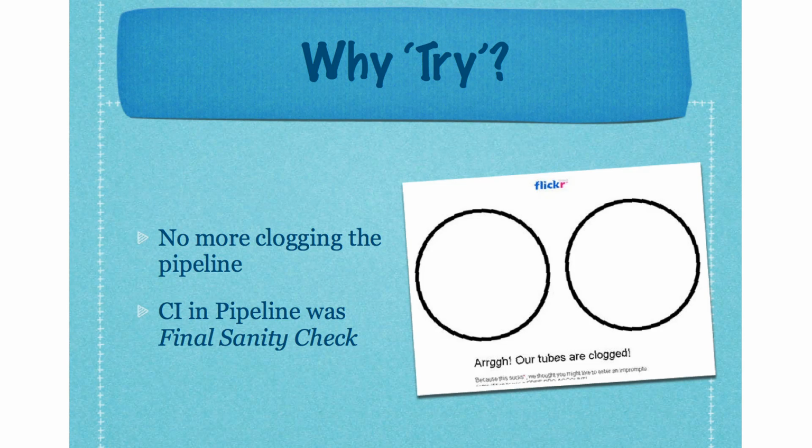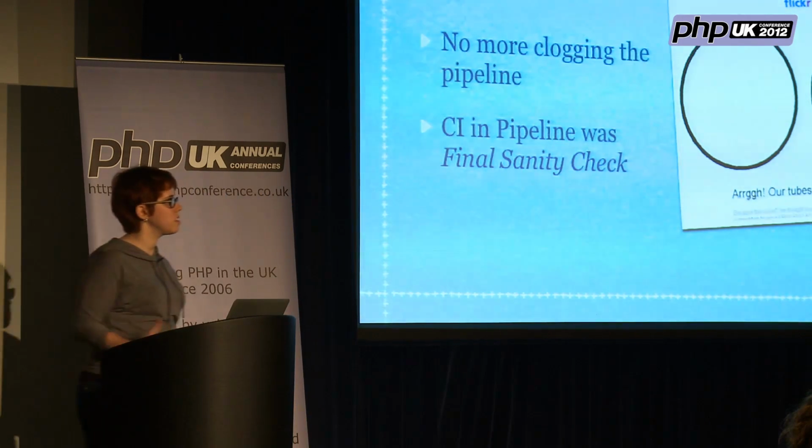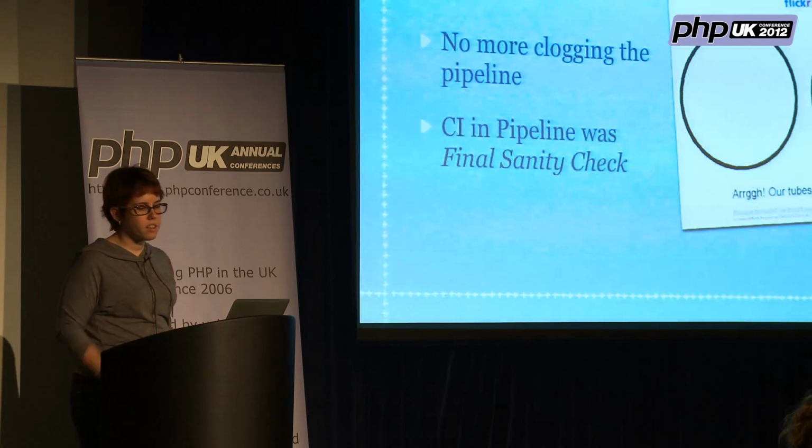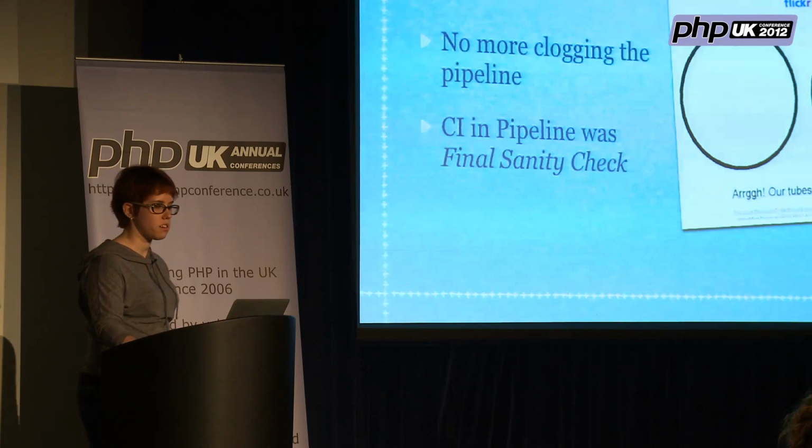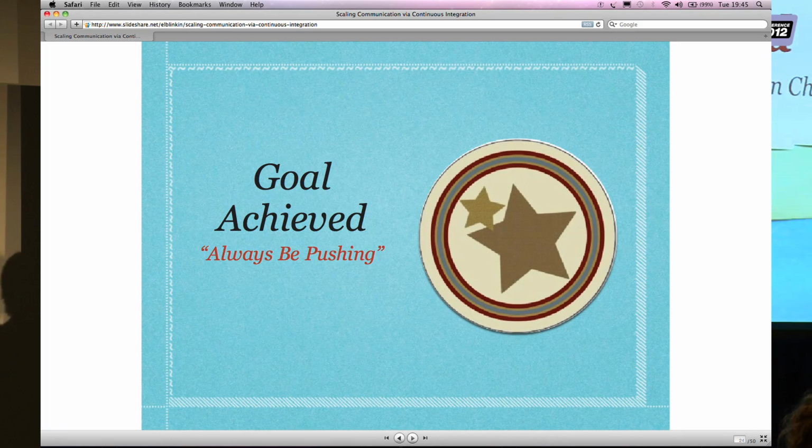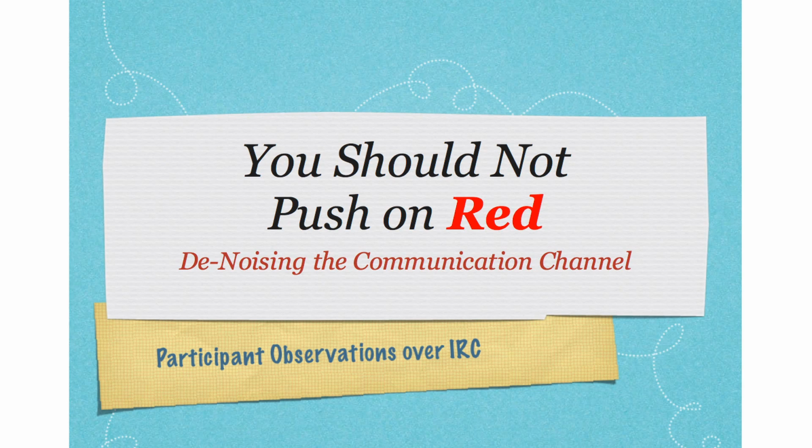So, as I said, why try? Because we don't want to clog the tubes. And it just moves CI, as in CI without try, into being just the final sanity check. So, goal achieved, always be pushing. So, you should not push on red, denoising the communication channel.